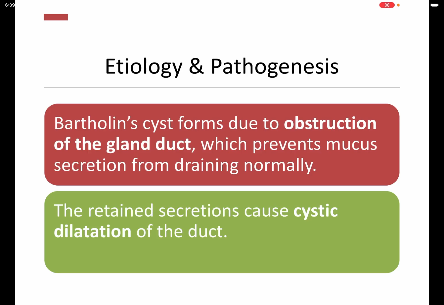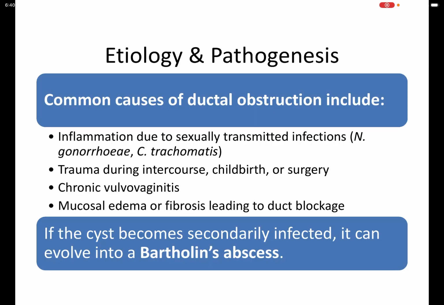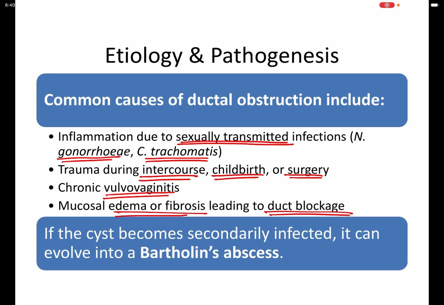Coming to the etiology, Bartholin cyst forms due to the obstruction of the gland duct, which prevents mucus secretion from draining normally. The retained secretions cause cystic dilatation of the duct. The common causes include inflammation of the duct due to sexually transmitted infections like Neisseria gonorrhea and Chlamydia trachomatis, and trauma may occur due to intercourse, childbirth, or surgery. And there will be chronic vulvovaginitis and mucosal edema or fibrosis leading to ductal blockage. If the cyst becomes secondarily infected, it can lead to Bartholin's abscess.